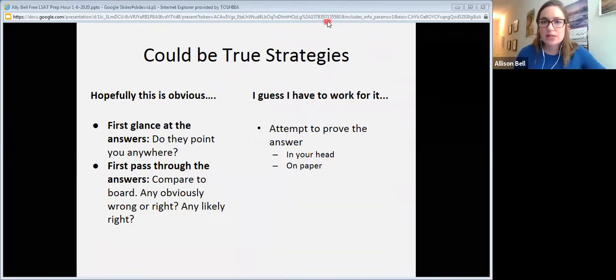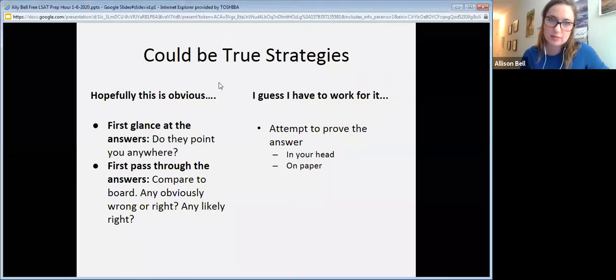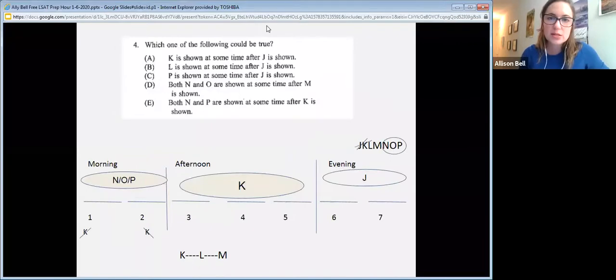The only difference is now, instead of trying to disprove the answer, since it's a could be true and not a must be true, I'm going to try to prove that the answer can work. So I'll actually just kind of try it out. So let's go back to the question. And we'll start with that first step of where are these pointing me? It looks like there's a lot of different letters involved here, but I see that 3 answer choices have to do with J, and 2 answer choices have to do with this cluster of letters that I've put in the morning, N, O, and P.